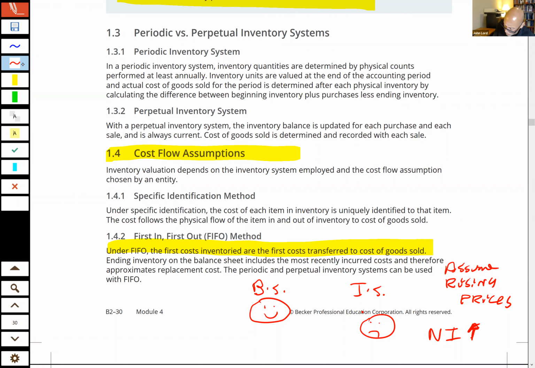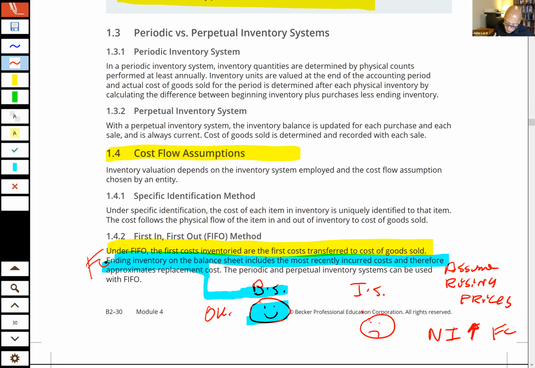Okay. The balance sheet is going to be okay because we're saying, hey, those things that we most recently purchased for inventory, they're showing what their current cost is, right? So you can see that here. Ending inventory on the balance sheet includes the most recently incurred cost and therefore approximates replacement cost. Yeah, that's a good thing. That's the happiness. Okay. The sad thing is that what? Net income is probably going to be overstated.